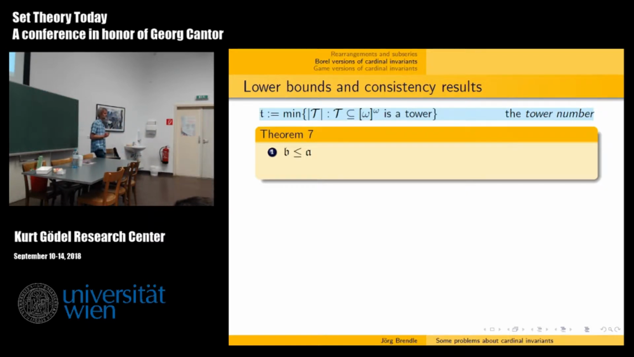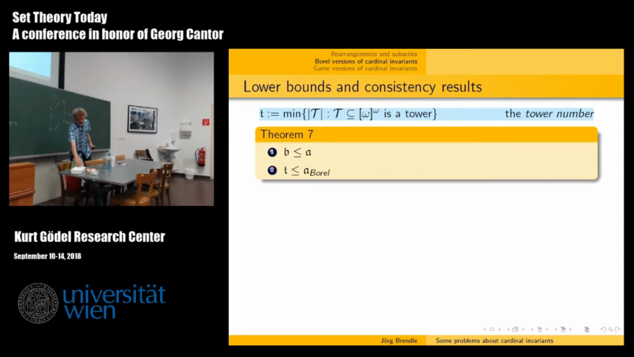Okay, so a lower bound for A is B. That's a classical result, which has a very easy proof. A lower bound for A Borel is T. So of course T is less or equal than B. So this lower bound is not so good, of course. So we have here T and B, and we have A, and here we would have A Borel, and then here we have A closed. That's what we have so far.